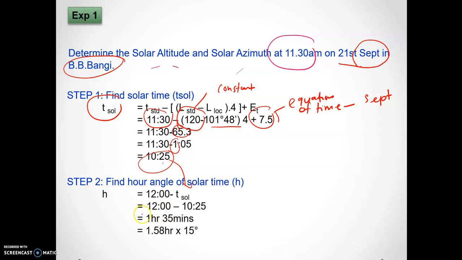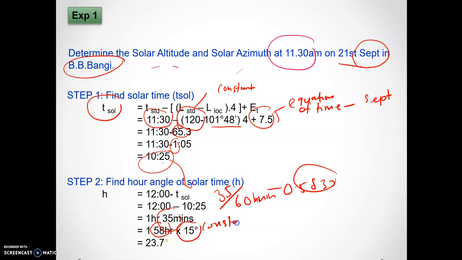So how to find the 0.58 here? The 35 minutes, you just divide by 60, because 1 hour is 60 minutes. You will get the answer 0.5833. So just round it up, it is 1.58 hour times the 15 degree. So 15 degree is equal to 1 hour of time. So you get the answer of 23.7 degree. So 15 degree is quite constant. Alright.